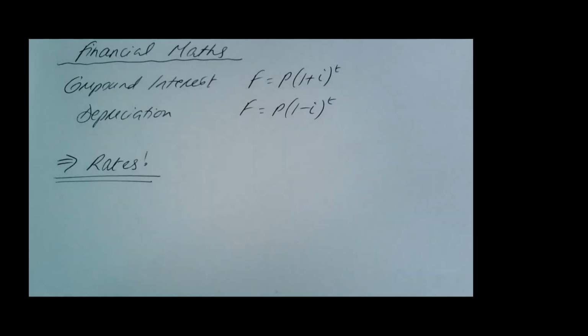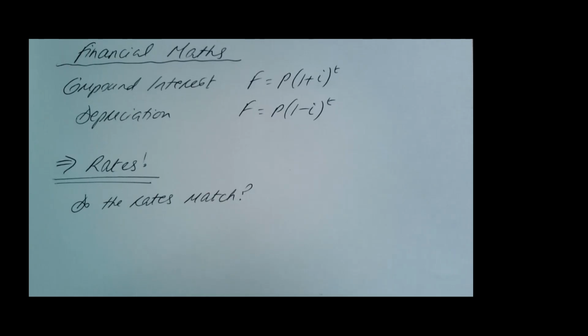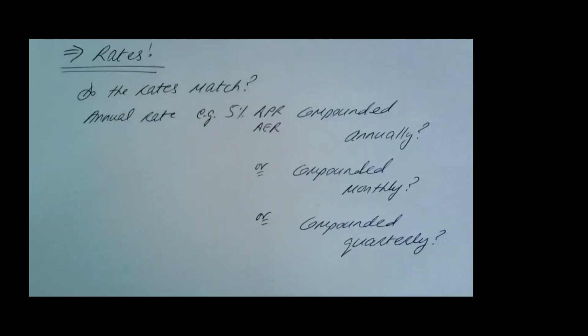Okay, so a big difference between junior cycle and senior cycle with financial maths is that at junior cycle, you only would have dealt with a rate and an annual rate, but at senior cycle, you have to be able to not only deal with an annual rate, but be able to use that annual rate to calculate monthly rates as well, okay? So one of the first things you need to get clear from your question is you need to ask yourself, do the rates match?